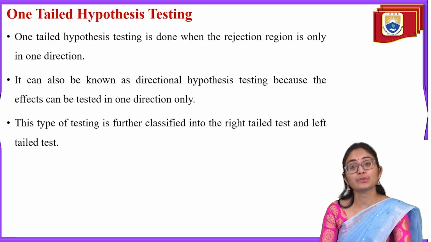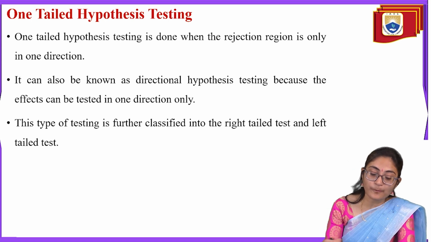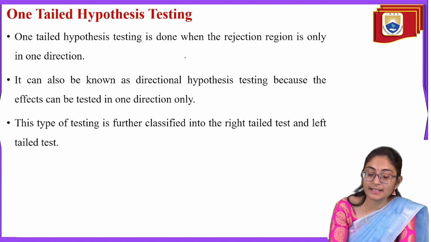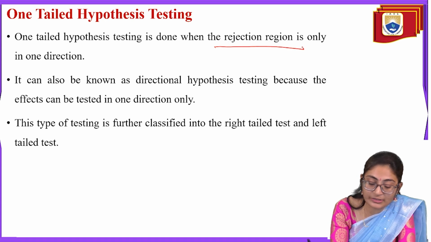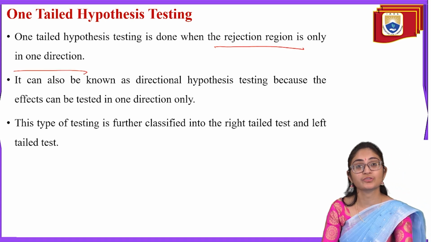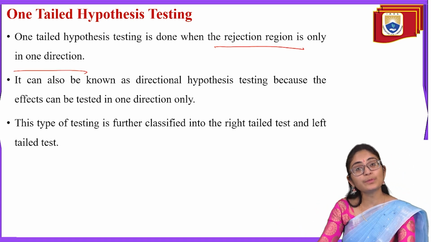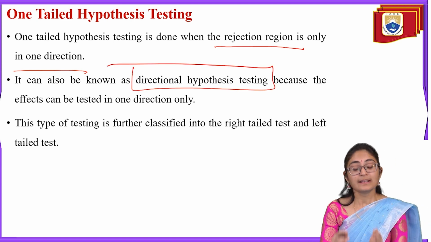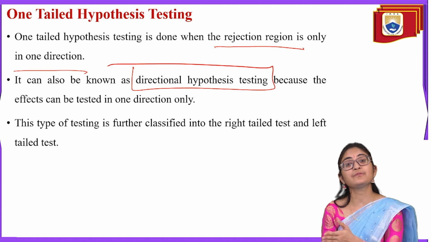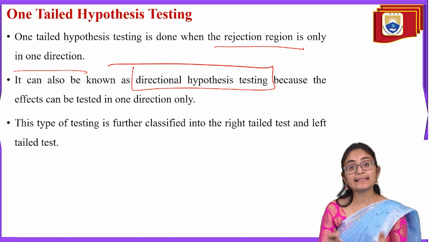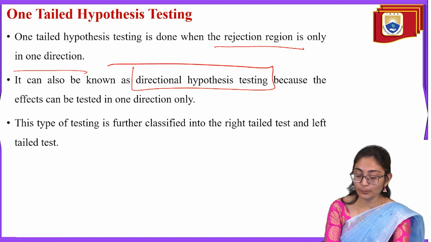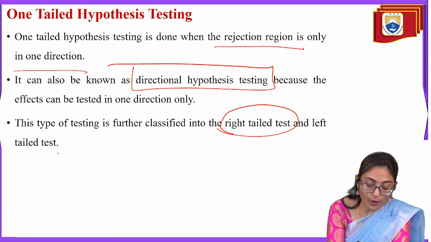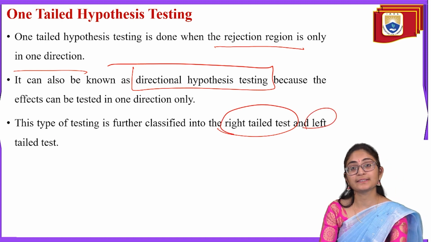Now, one-tailed hypothesis testing. One-tailed hypothesis testing is done when the rejection region is only in one direction. And it can also be known as directional hypothesis testing because the effects can be tested in one direction only. And this type of testing is classified into right tail test or left tail test.